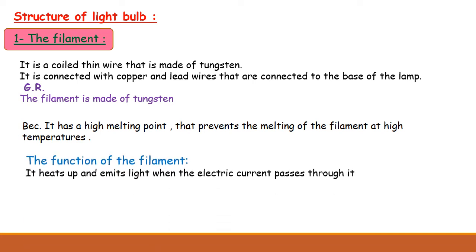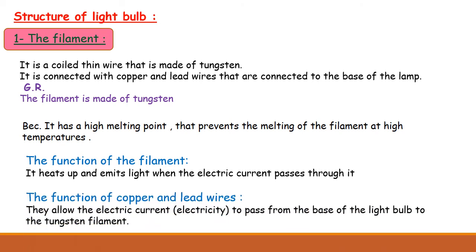What's the function of the filament? Why is there a filament? The filament heats up and emits light, produces light, shines, when the electric current passes through it. What's the function of copper and lead wires? They allow the electric current, or the electricity, to pass from the base of the light bulb to the tungsten filament. Then the tungsten filament will emit light.